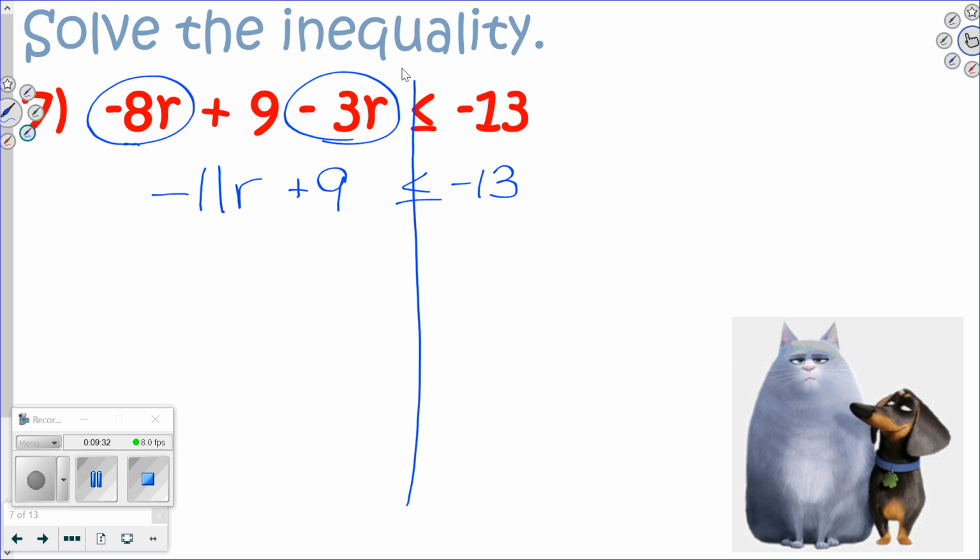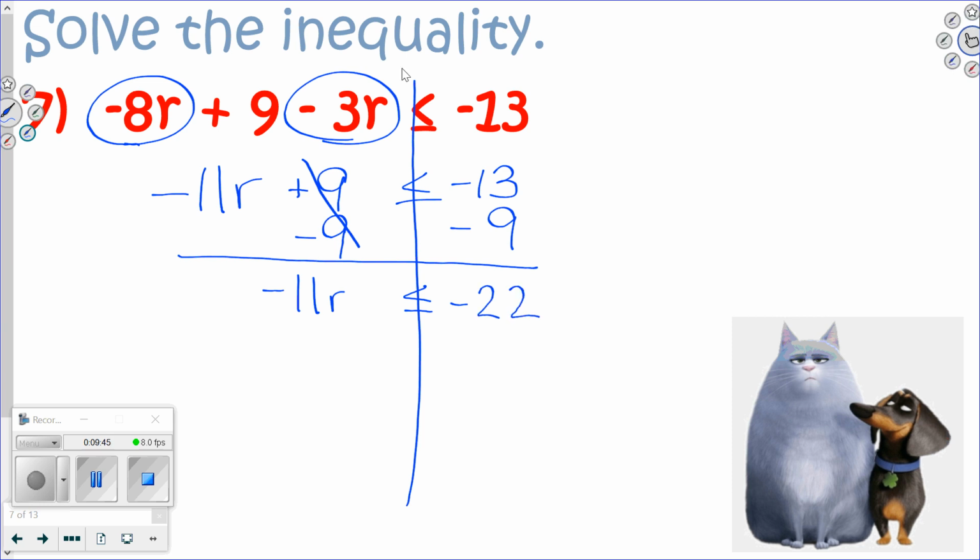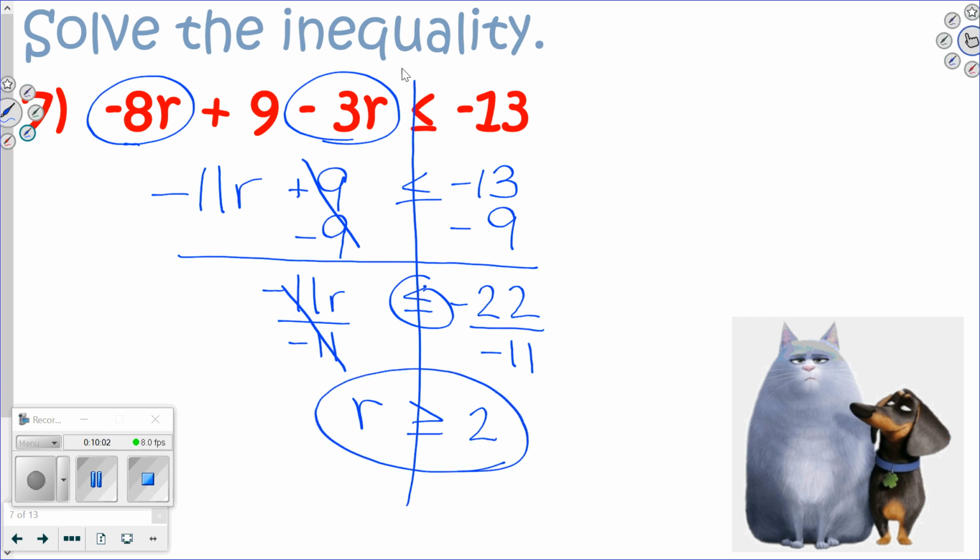Good, we'll subtract the 9. Did my sign flip? No, not at subtracting. Subtracting doesn't change anything. So -11r less than or equal to gives me -22. Just divide by -11. I divided by -11. Do I flip the sign? Yes. This sign will flip the other direction, and then I get a positive 2. So make sure you flip it because I divided by a negative.